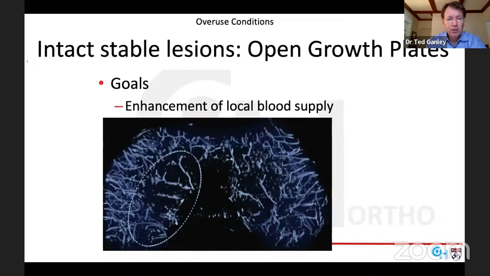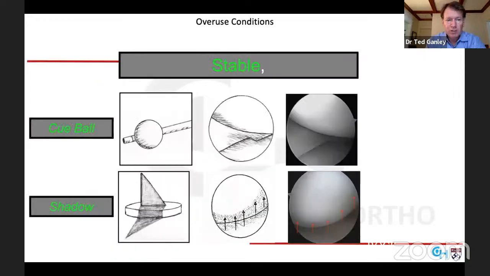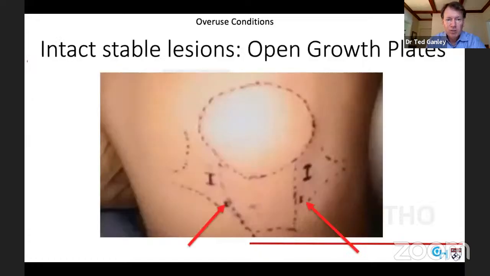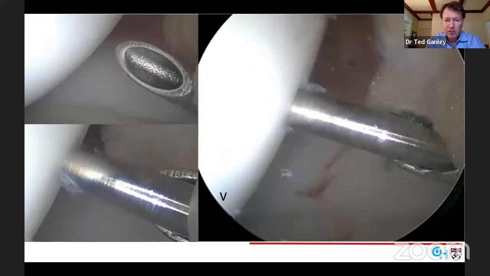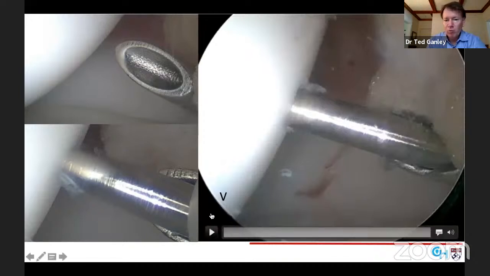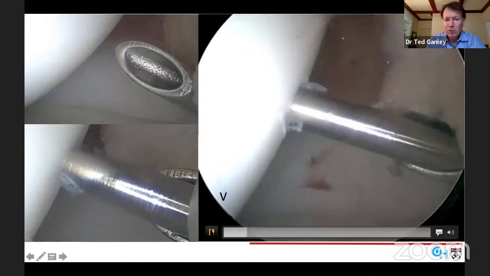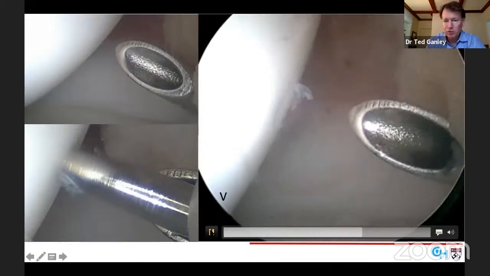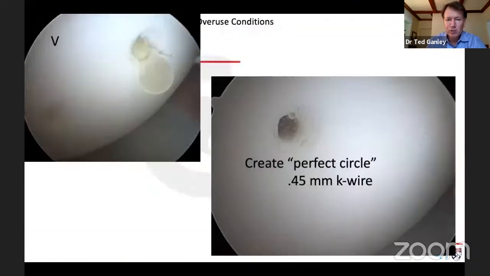So the goal here is to enhance blood supply for intact, stable, open growth plates. They can appear arthroscopically as a cue ball appearance or a shadow appearance. For these intact, stable, open growth plates, I'll actually use a little core needle biopsy. It keeps that K wire from wrapping on the fat padding and can help get you these perfect circles. So here is a brief video clip of that.